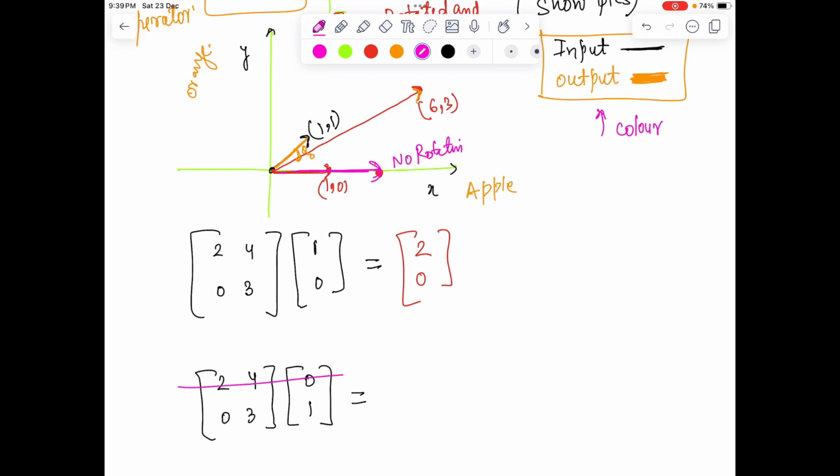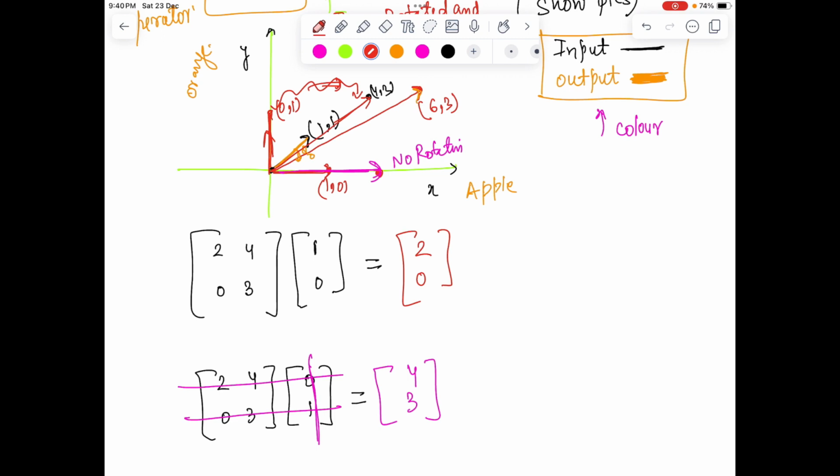What it does to 0 comma 1? Well, 2 4 into 0 1 will give you 4, and 0 3 into 0 1 is going to give 3. And very surprisingly, 0 comma 1 is not just scaled, but it has also suffered a rotational change, because 4 comma 3 will be somewhere here, right? And as you can clearly see, we have the initial object here and the final object went to another place.